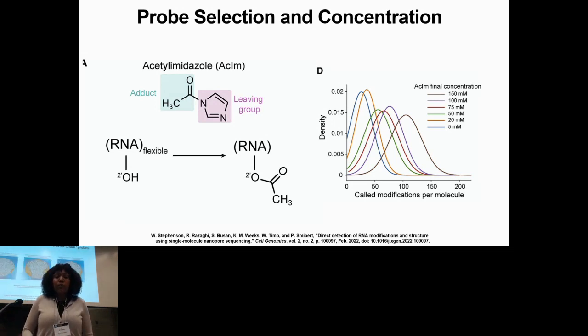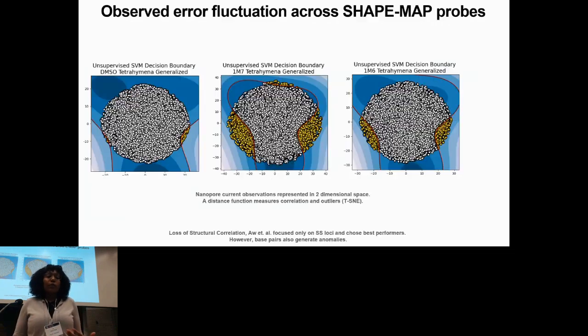You'll see with standard SHAPE probes like 1M7 and 1M6, you get very strange or very diverse anomalous signals. And this is in the unmodified versus 1M7, 1M6. So you'll see that the errors vary differently, but they're on the same sample. So what structure probe you use and the concentration of that structure probe are actually quite important.